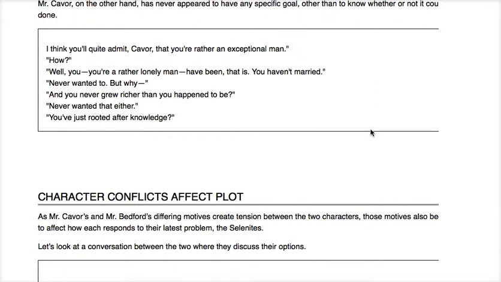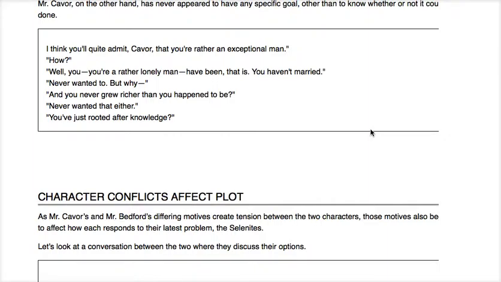I think you'll quite admit, Caver, that you're a rather exceptional man. Oh, well, you're a rather lonely man. Have been, that is. You haven't been married. Never wanted to, but why? And you never grew richer than you happened to be? Never wanted that either. You've just rooted after knowledge.